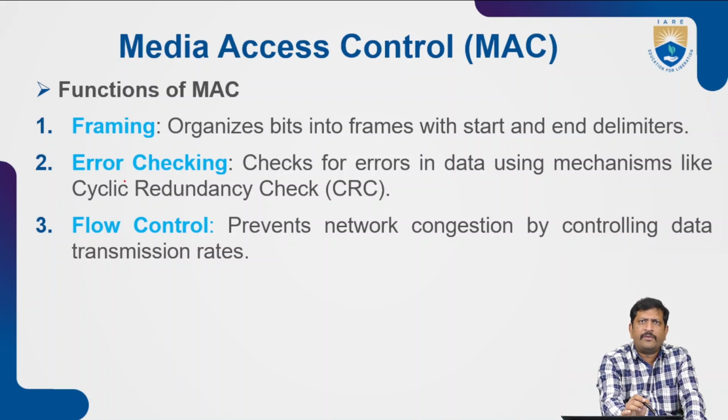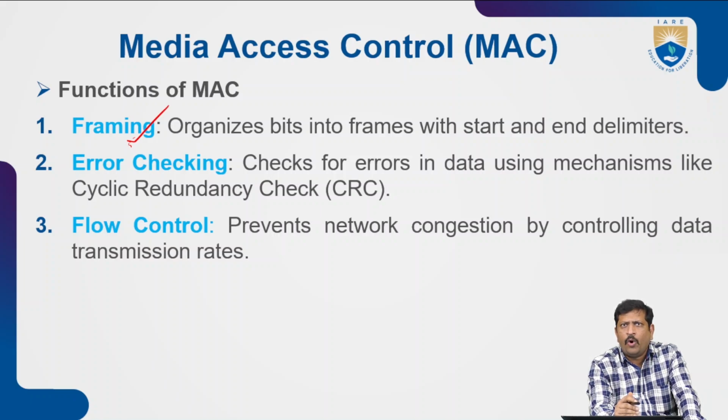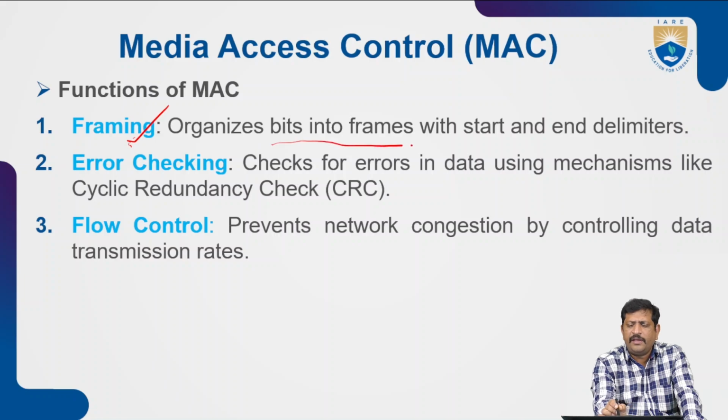The functions we can perform are, first, framing. Framing means that whatever data we receive in the form of packets from the layer above the medium access control sub layer, that is the network layer, can be divided into frames at this MAC sub layer. Framing organizes the bits into frames with starting and ending delimiters.